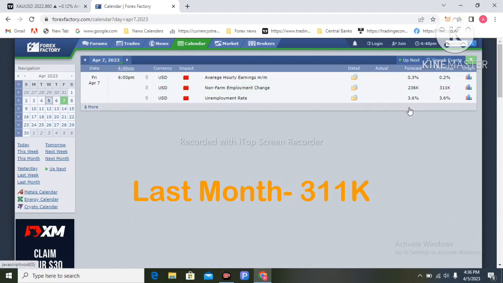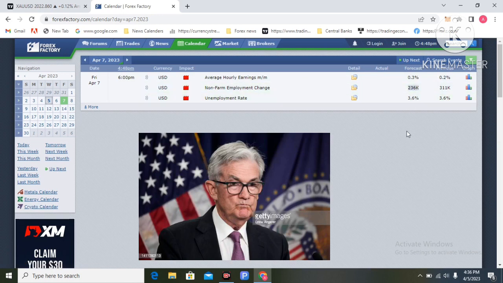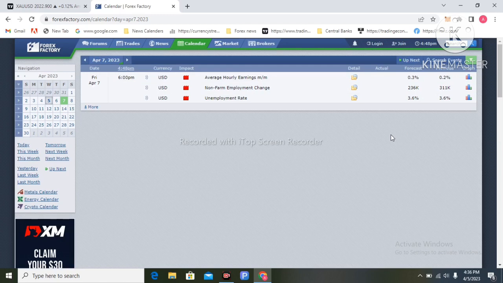The Fed, the American Central Bank, forecast 226k for this month's non-farm employment change. So I am thinking the actual figure will be higher than 311k. That is a positive effect for the US dollar. Positive for the US dollar, the gold will drop to the below.